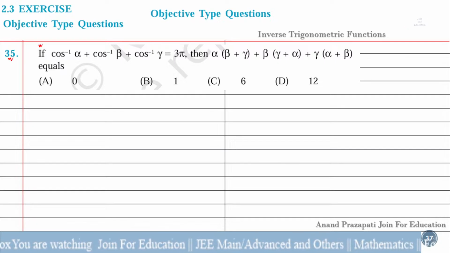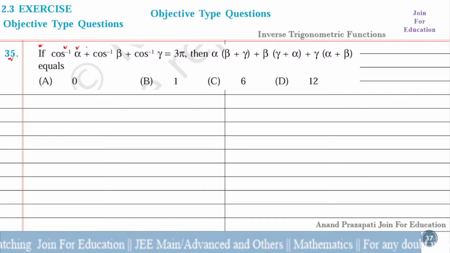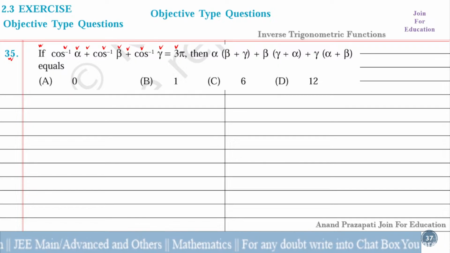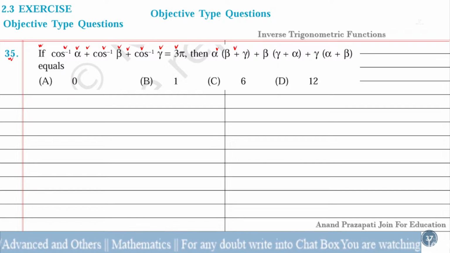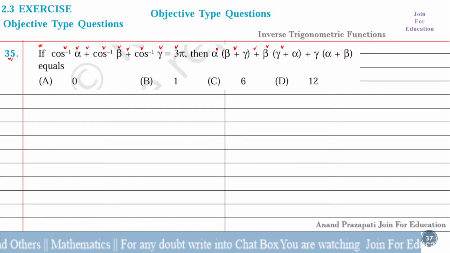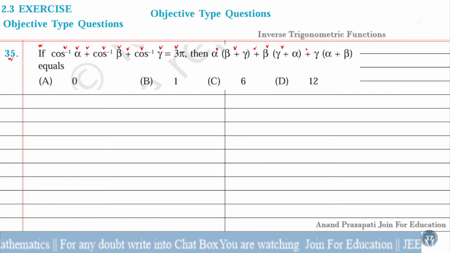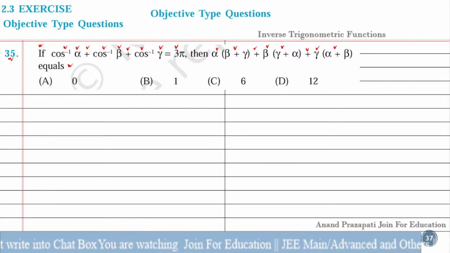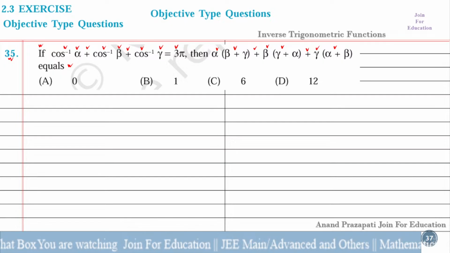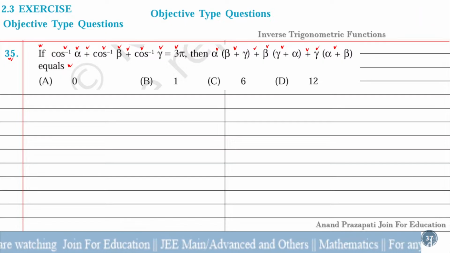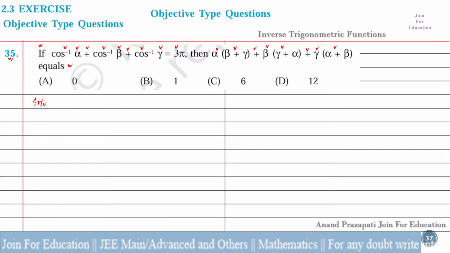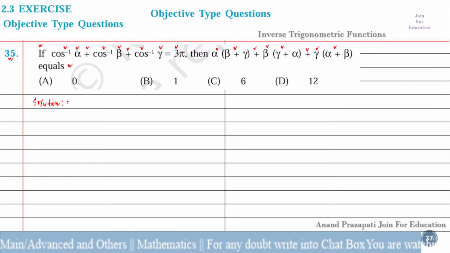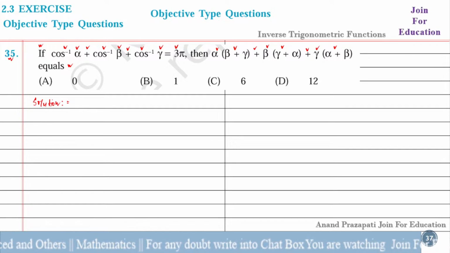In this question, it asks us: if cos inverse alpha plus cos inverse beta plus cos inverse gamma equals 3 pi, then alpha into beta plus gamma, plus beta into alpha plus gamma, plus gamma into alpha plus beta equals. So let's see the solution. After the solution, I will pick out the correct option. For this, we recall the principal value branch of cos inverse.